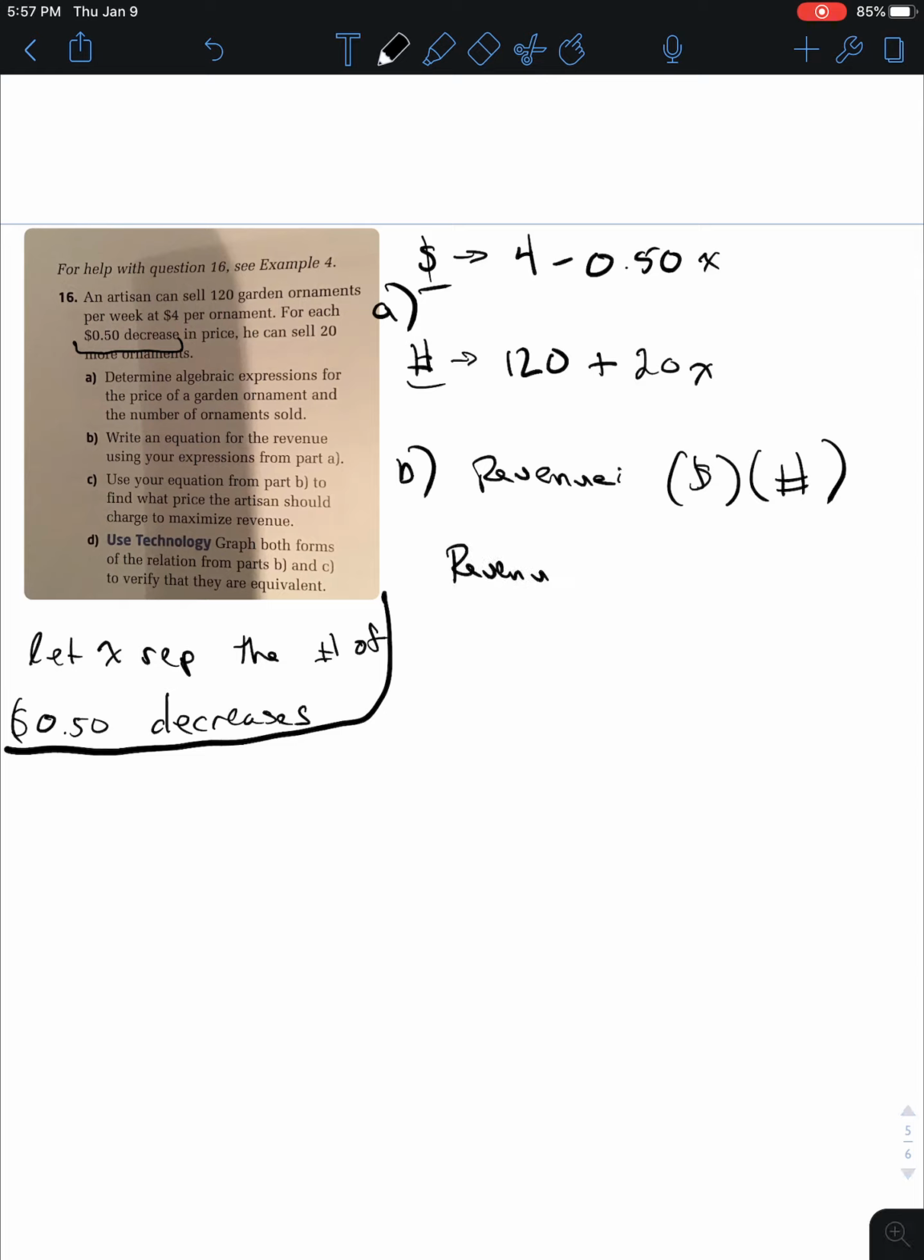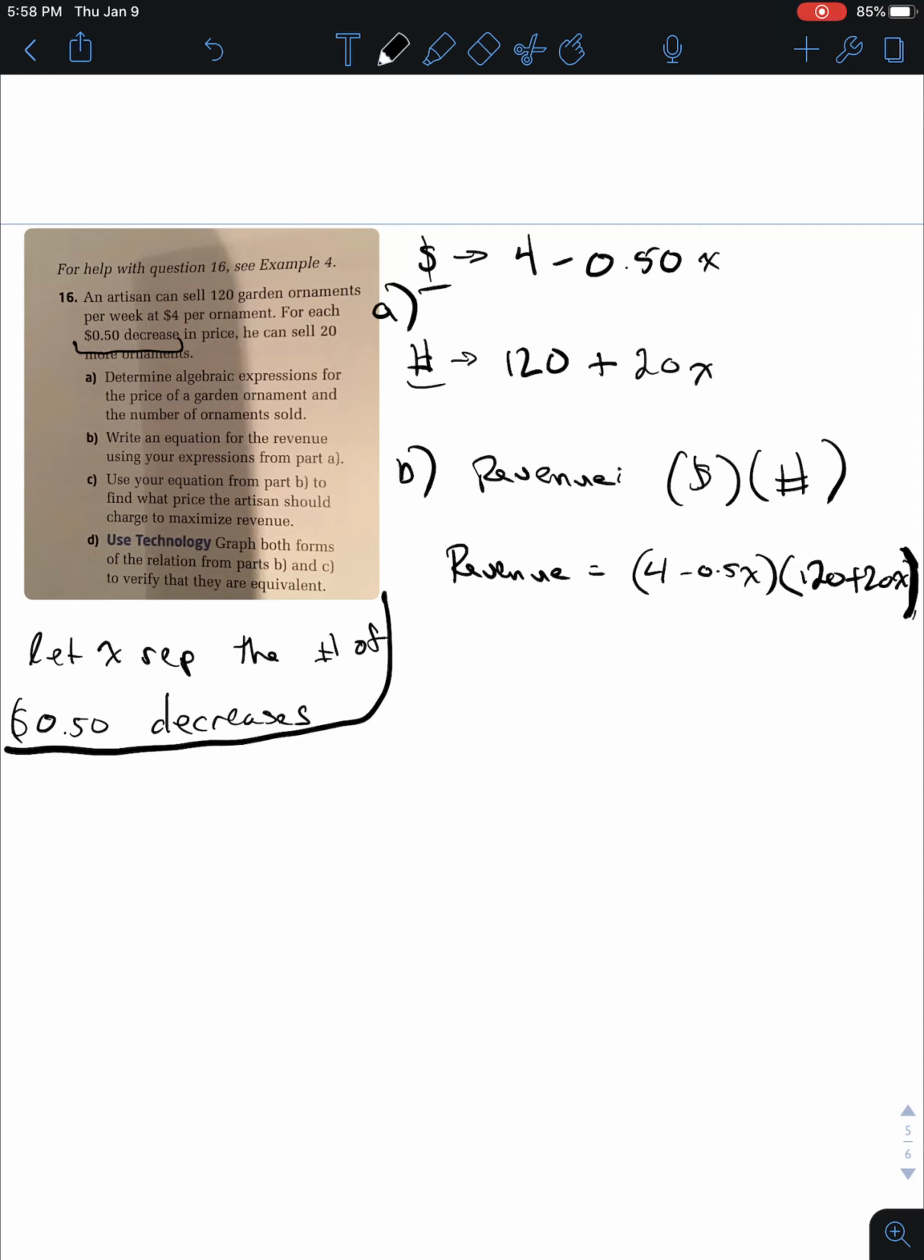So revenue is equal to, you're going to go 4 minus 0.5x multiplied by 120 plus 20x. Right? Is that okay? Okay. There's nothing fancy going on there. That's just revenue, right? So you could say, okay, well, I could plug any value of x in there. It's going to give me an amount of money. Doesn't necessarily mean that it's the maximum revenue, right? You could answer any question.